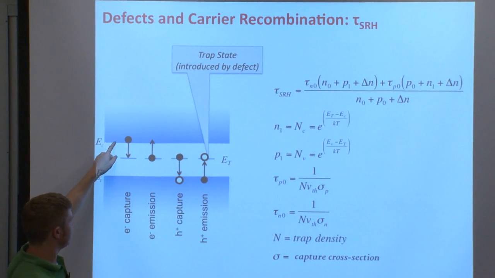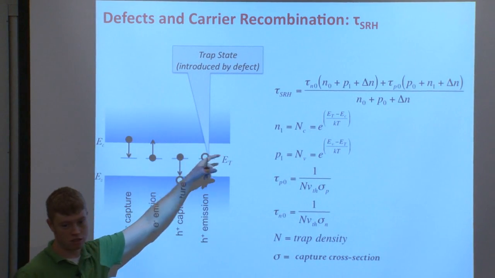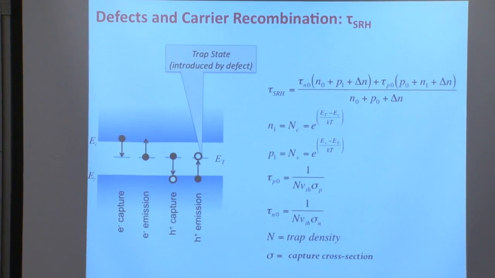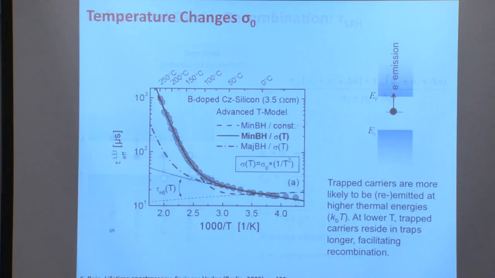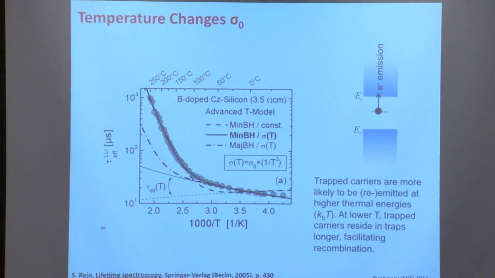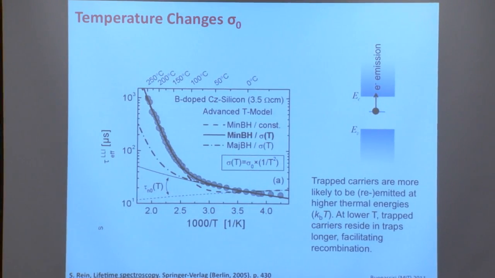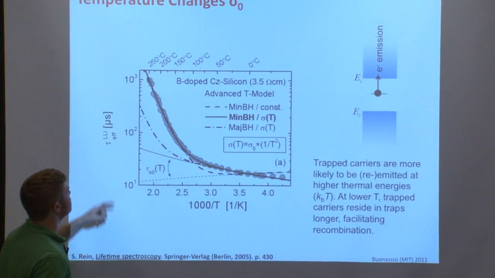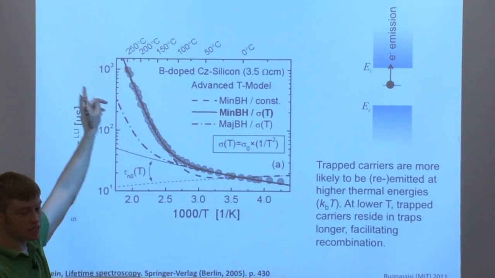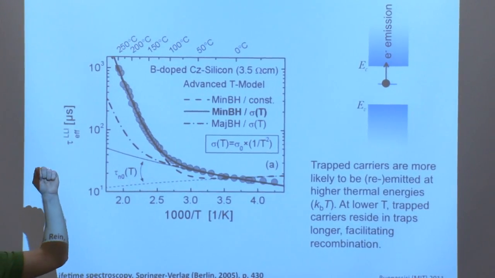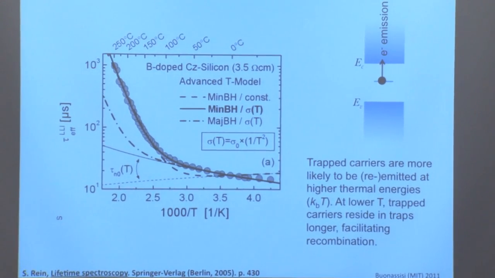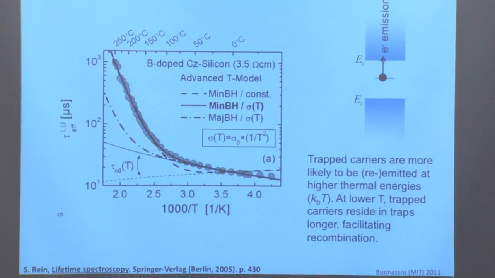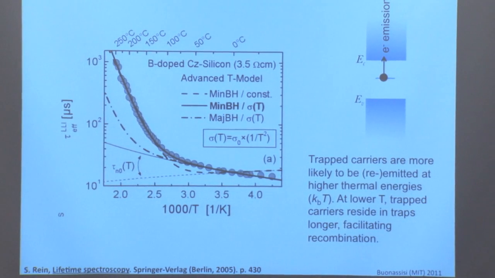Traps can not only trap an electron, but you can also emit an electron, assuming it has enough thermal energy. And you can see that on this plot. This is an Arrhenius plot. So again, high temperatures are in this direction, low temperatures are over here. And you can see that your lifetime actually increases at higher temperatures because electrons that see that trap fall into it, then can easily come back out of it because they have enough thermal energy to escape. And that's really what this is depicting.